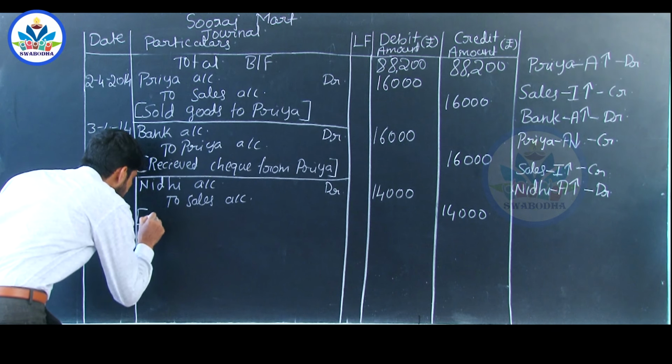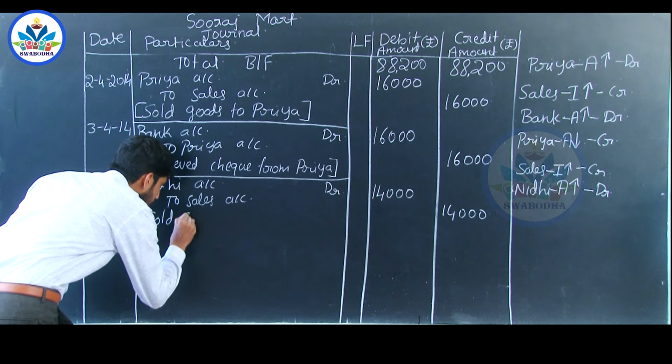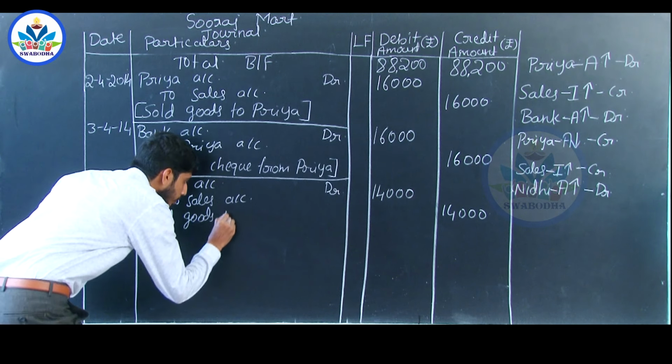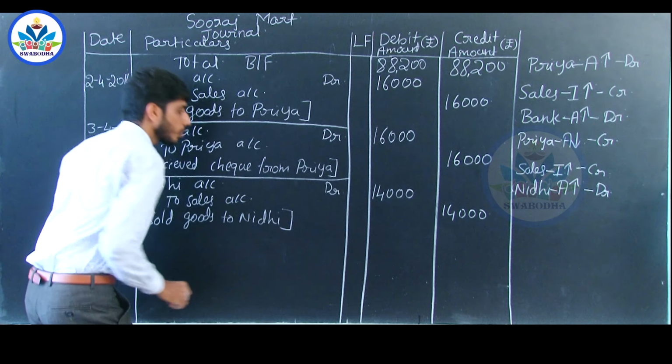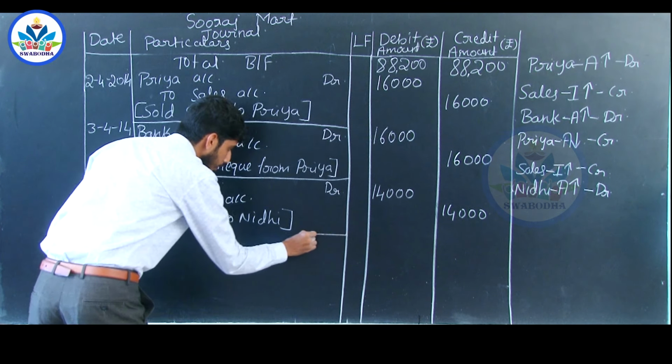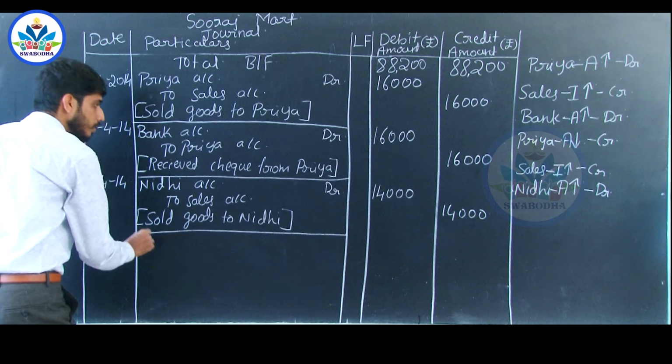Narration: sold goods to Nidhi. Sold goods to Nidhi, that means it is on credit basis.